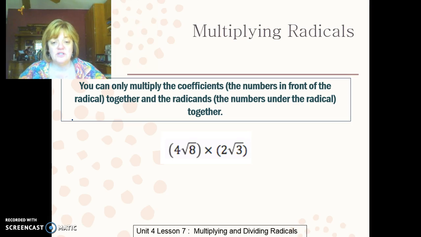So we can multiply the coefficients times each other, and we can multiply the radicands, which are the numbers under the radical. We can multiply them together. So in this example, 8 and 3 can be multiplied and kept under the radical, and the 4 and 2 will also get multiplied and kept in front of the radical.